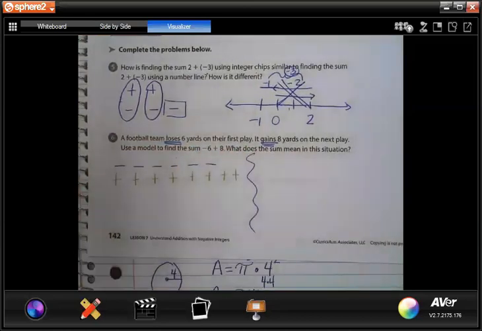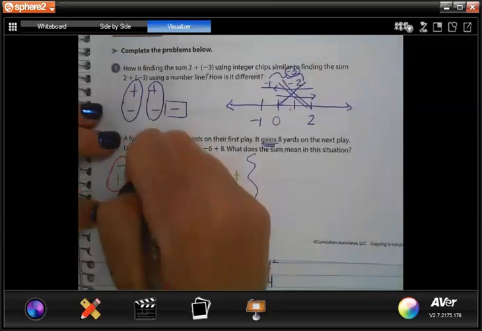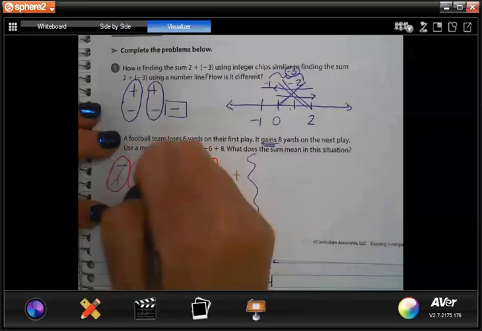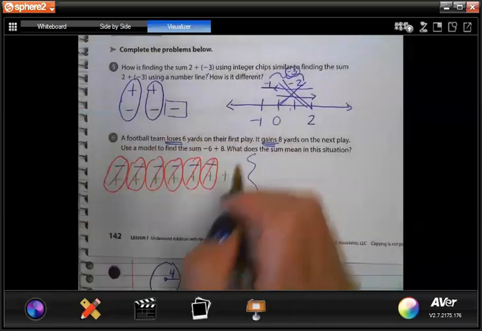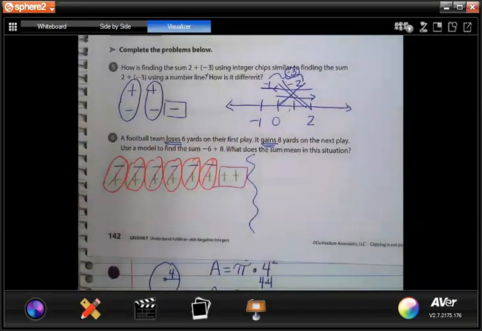Okay, all right, so ready? Here's what happens. These are my 0 pairs. They cancel out. Gone, gone, gone, gone, gone, gone. Leaving me with these left over. So my answer is 2. Okay, we'll come back to what it means in a minute.